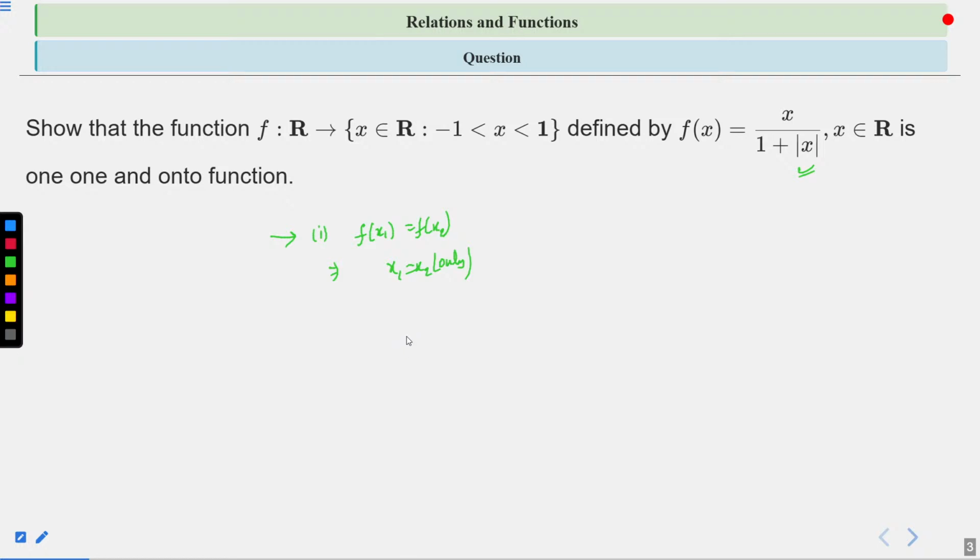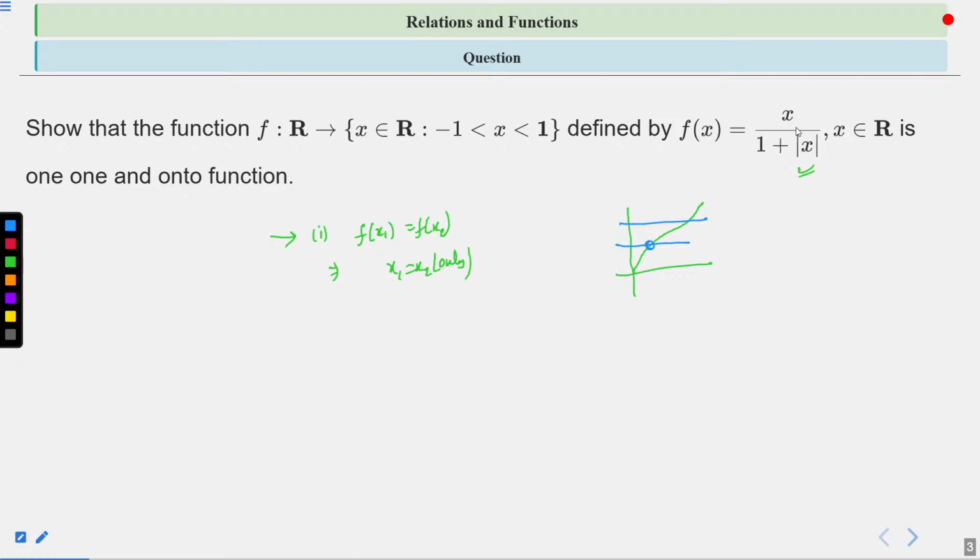There is also a graphical approach. What does the graphical approach say? If we draw the graph of the function, and we draw any line parallel to the x-axis, then that line must cut the graph at exactly one point. Then only the function will be one-one. So we will not go with the graphical approach in this question.